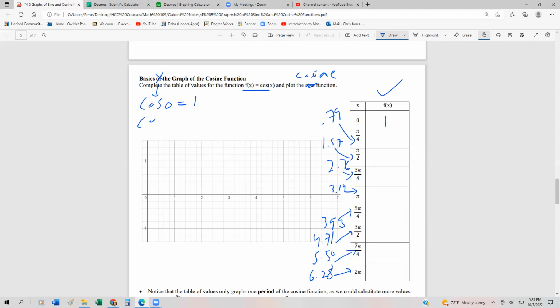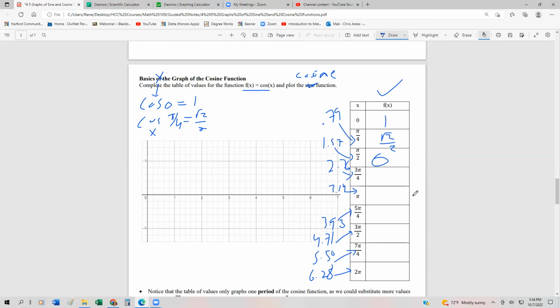Then in our unit circle, if we went to cos of pi fourths, and again, we're looking at the x coordinate at pi fourths, that would be equal to the square root of 2 over 2. And if we look at pi halves, the value there would be 0. All right. We can just keep filling this table out by looking at the unit circle, just keep looking at the x coordinates.